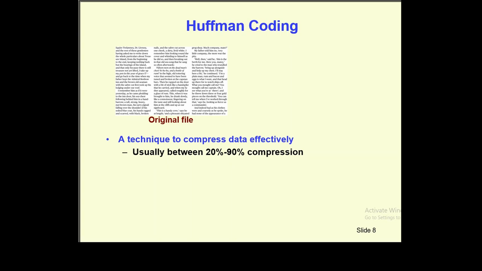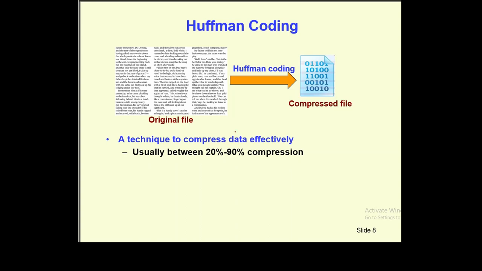Like if you want to mail that and send that over a network, or if you want to store that, then rather than storing the original file, we can simply store the encoded file. So using Huffman coding, we can simply compress a file. It is a technique to compress data very effectively.